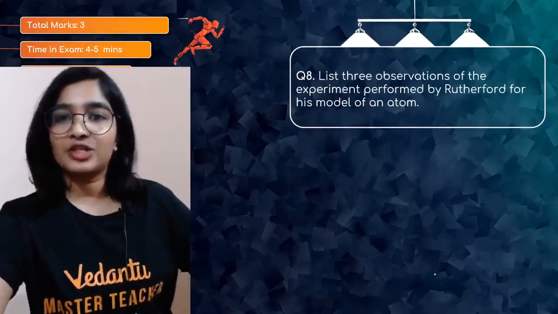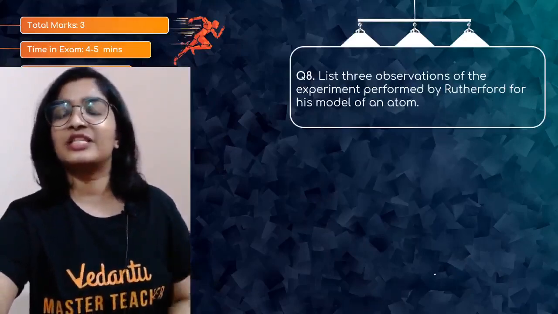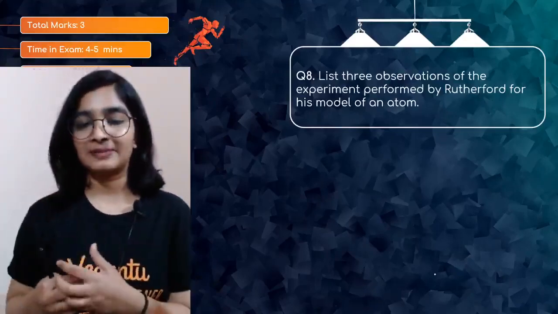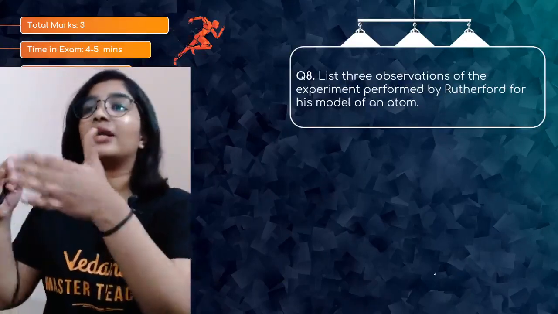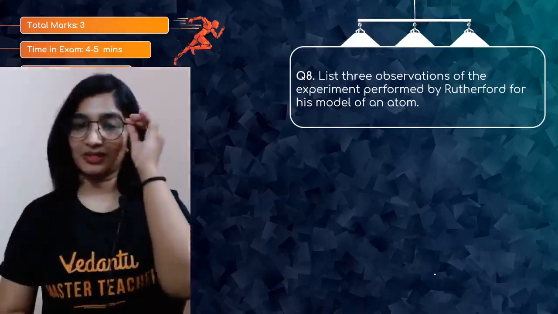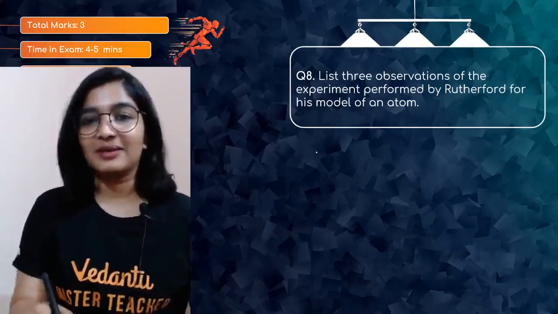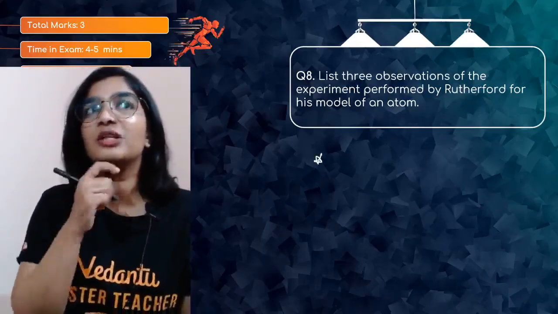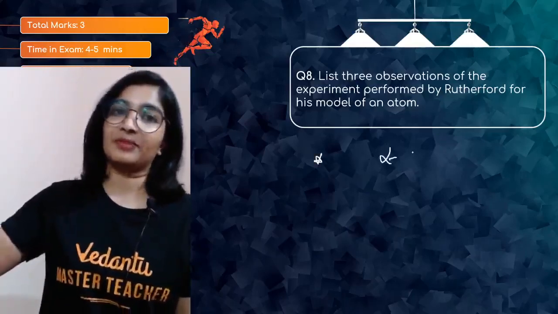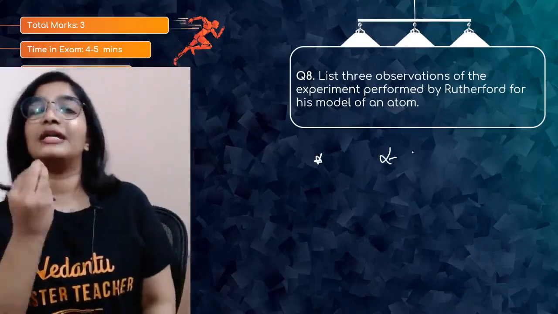So the 8th question is for 3 marks. List 3 observations of the experiment performed by Rutherford for his model of an atom. So what happened when the alpha particles were made to fall on the thin gold foil? That's the question. So what were the observations? Most of the alpha particles pass straight through the gold foil without showing any deflections, or undeflected.